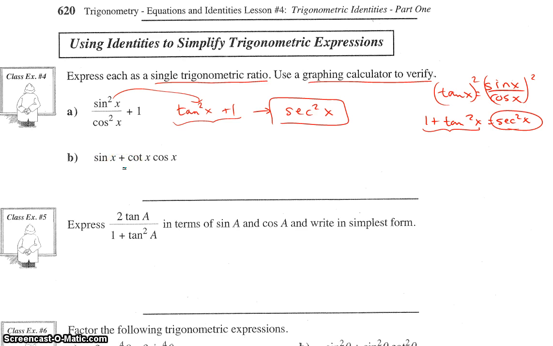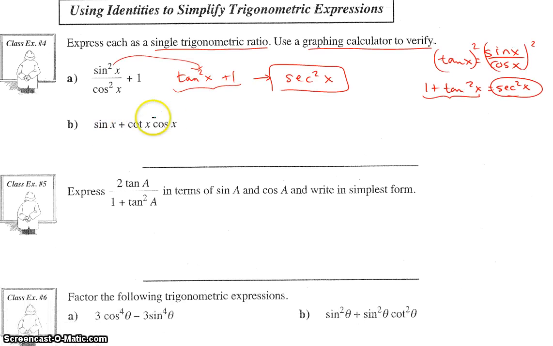Let's look at part B. Sine x plus cotan x times cosine x. When the trig ratios are written next to each other like this, that means that they're being multiplied. So envision that there's brackets around them, meaning they're multiplied together. So let's take a look at all these things. Well, I see that cotan on our formula sheet is defined as cos x over sine x. The 1 over tan x wouldn't be very useful here, so let's write that down. So cotan x is going to be replaced with cos x over sine x. That's what it's equivalent to.